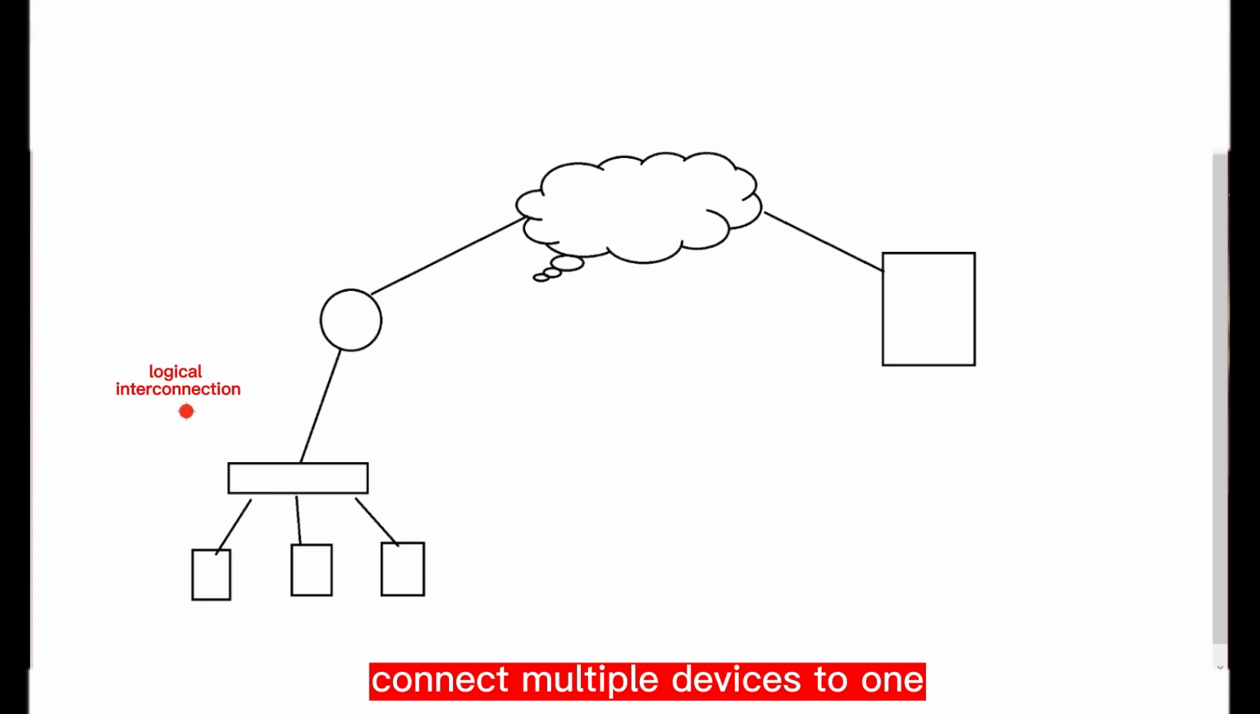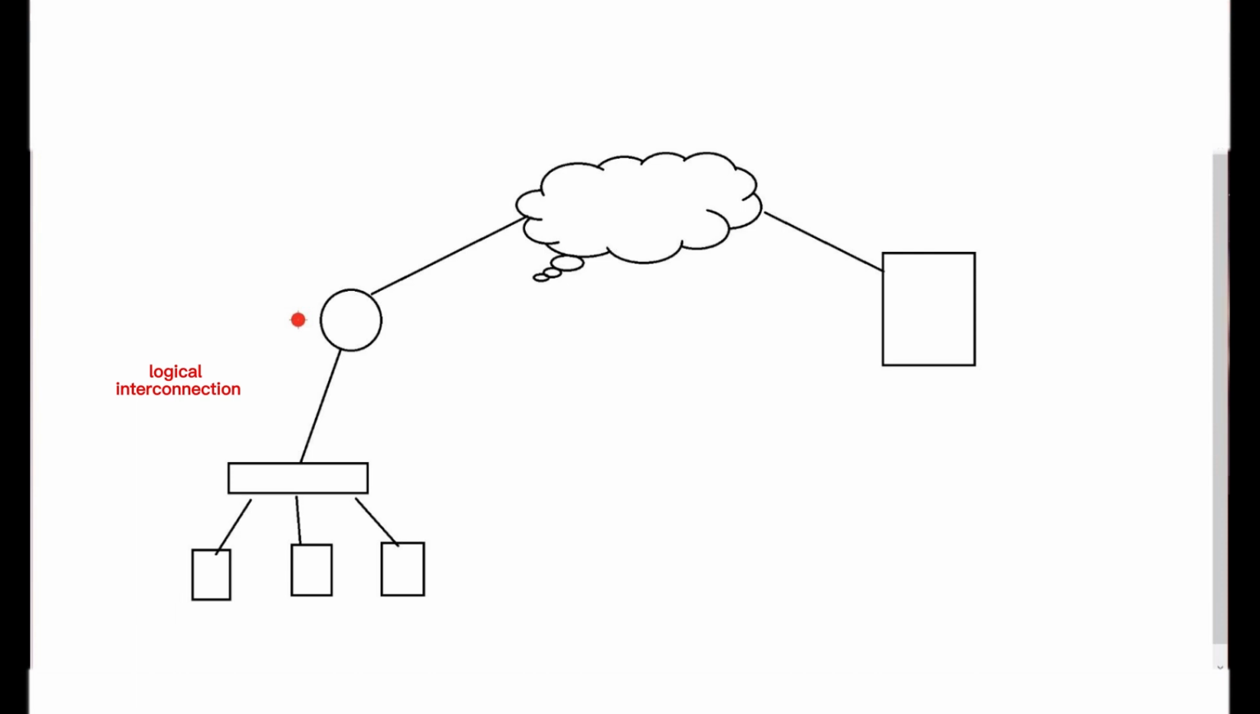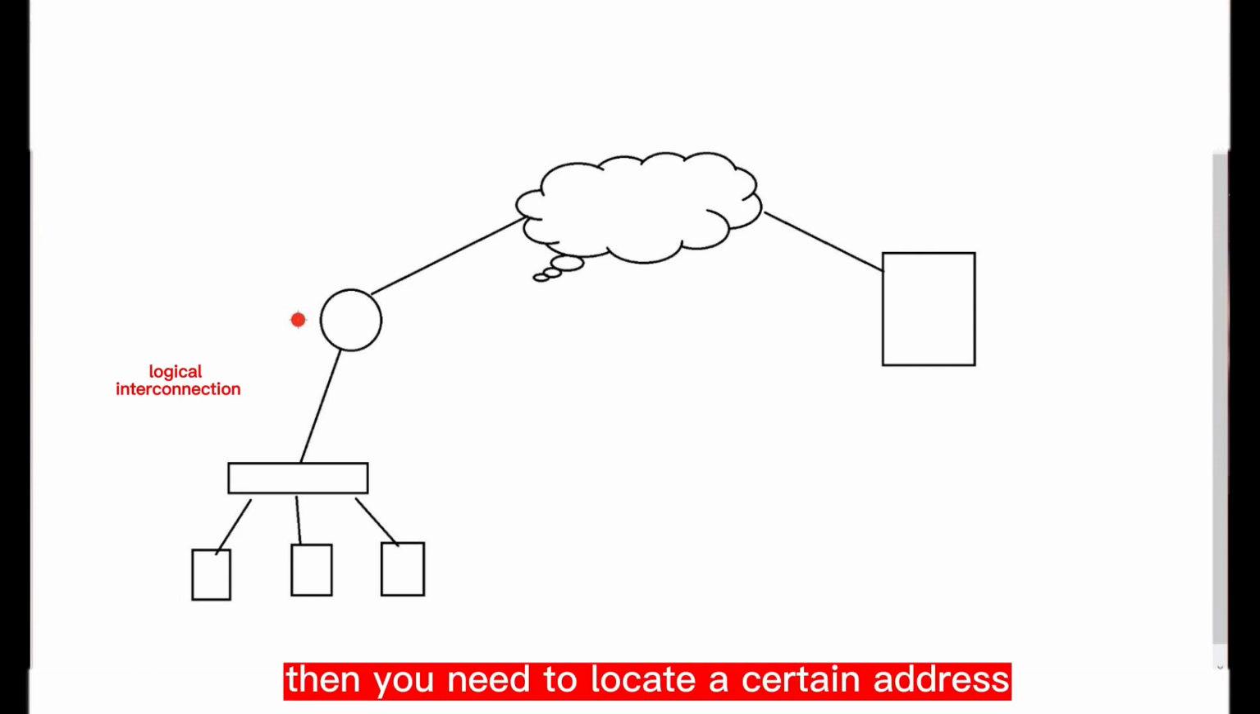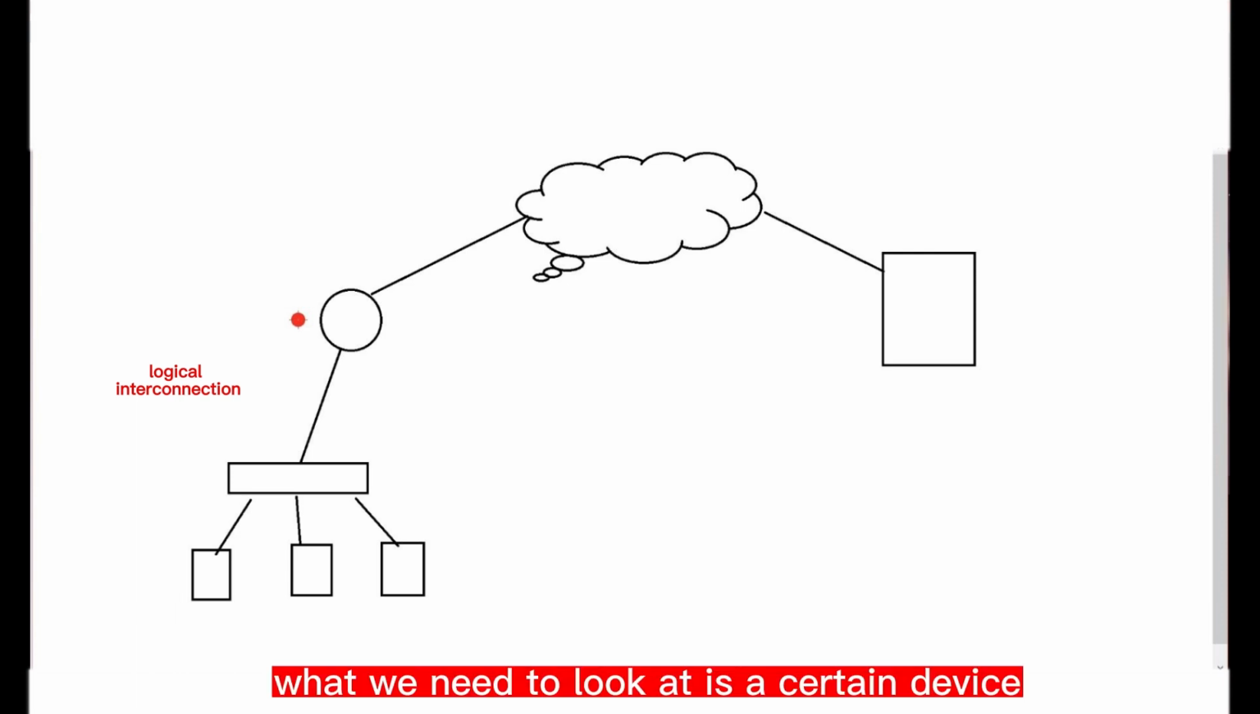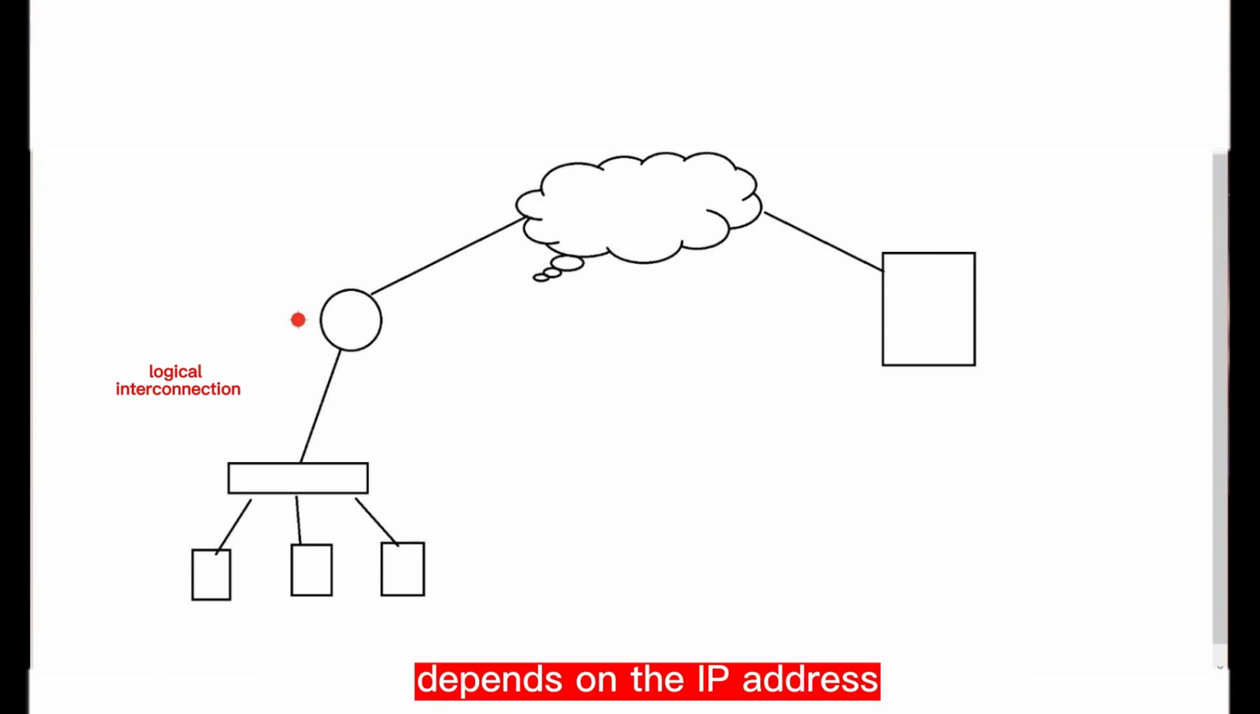The switch can use multiple network ports on its body to connect multiple devices together. This state is called logical interconnection. Then you need to locate a certain address on such a link. What we need to look at is a certain device, which depends on the IP address.